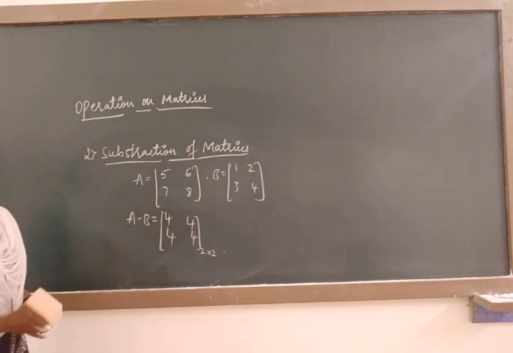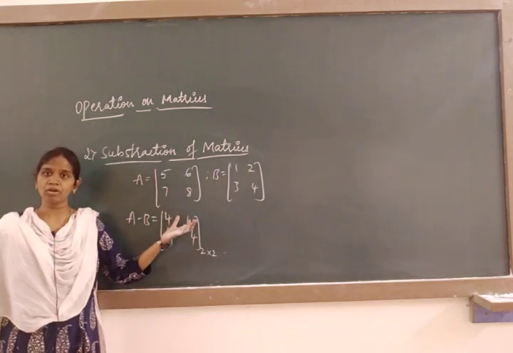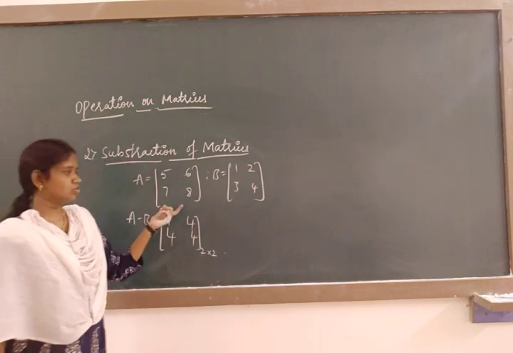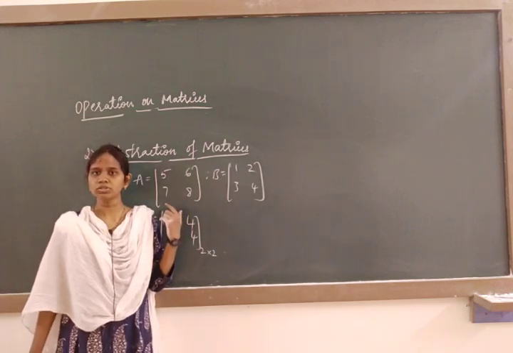Okay. So addition and subtraction are possible only when their orders are same. Same order matrices it should be there. If A is of order 2 cross 2, the remaining matrices should all be of order 2 cross 2. Okay.